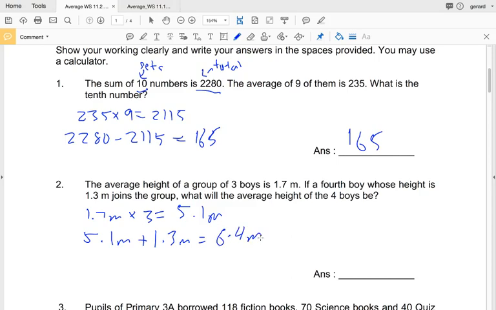Now don't forget that once you have this 6.4 meters, the new number of sets is 4. It's now no longer 3 because you added one more boy. So you get 1.6 meters. Now you can see how the last boy affected the average. Initially the average was 1.7 meters, but because the last boy is so much shorter, when you add him in and find a new average, the entire average gets pulled down. Okay, let's move on to question 3.